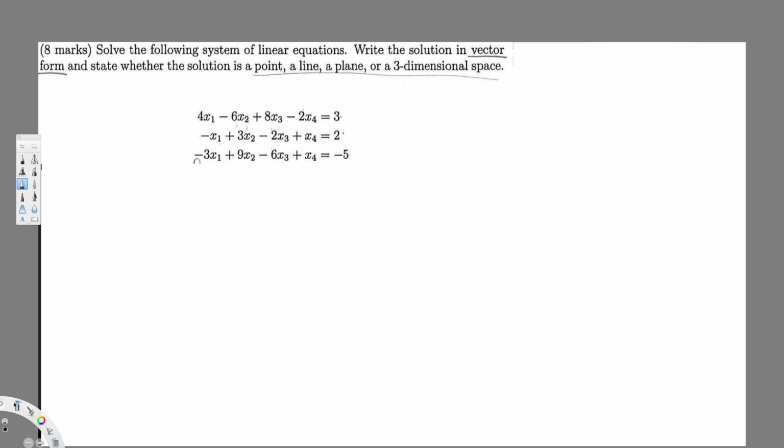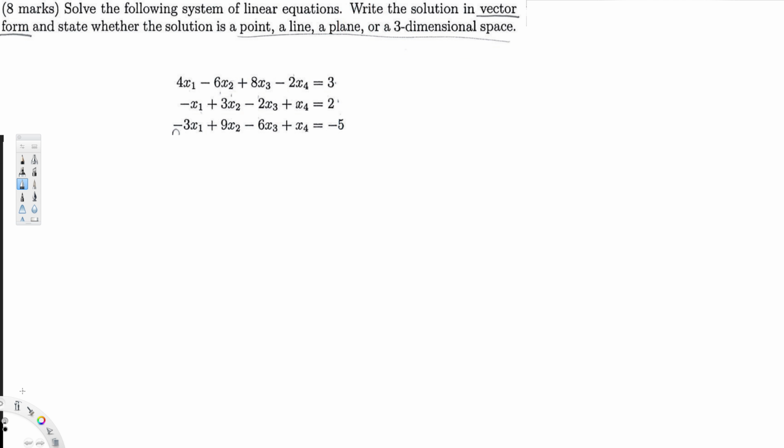Let's do this problem right here. The question is asking, solve the following system of linear equations, write the solution in vector form, and state whether the solution is a point, a line, a plane, or a three-dimensional space. So let's do this. First of all, I have to take the matrix form.